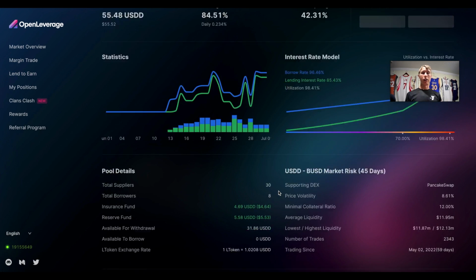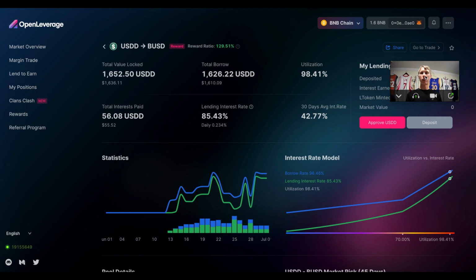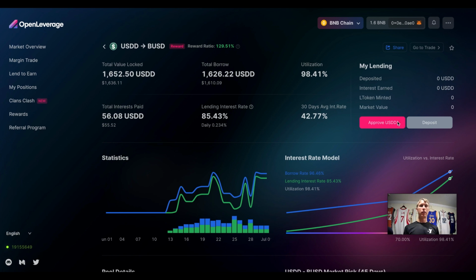So I would click on any of these different pools and I would say, okay, this is interesting. I want to go ahead and provide USDD. I would approve the USDD token and I would deposit it. I would earn a 85% interest rate plus the additional OLE tokens to come out to the 129%.